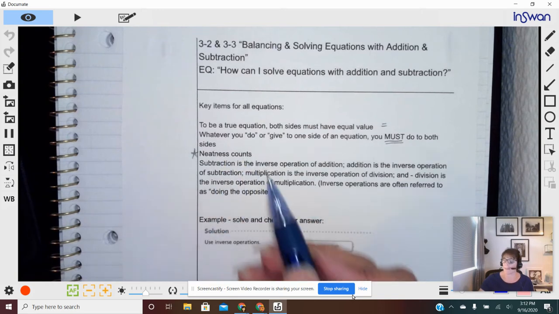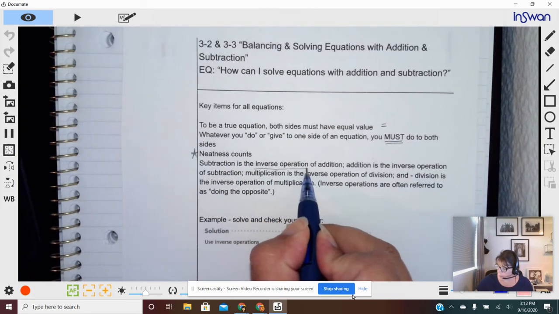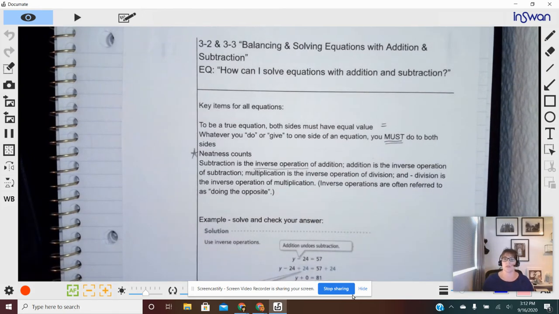Then this idea of inverse operation. Subtraction is the inverse operation of addition. Addition is the inverse operation of subtraction. They're opposites. They undo one another. And in these, you'll see how it works.